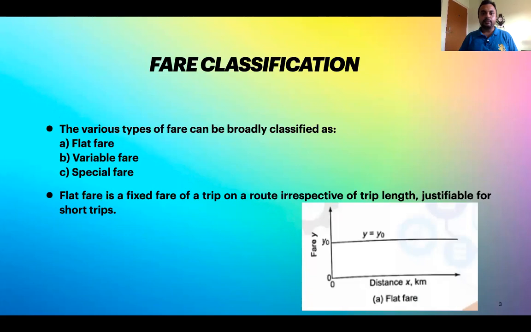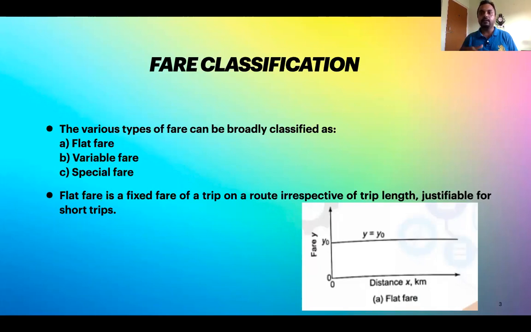let us discuss the fare classification. The various types of fares can be broadly classified into three different parameters. When we move from one point to another in a public transportation, let it be bus or train or whatever mode of transportation, you pay a certain amount of money as fare. So how is it classified? It's classified into three parameters. One is flat fare, another one is variable fare, and another one is special fare.